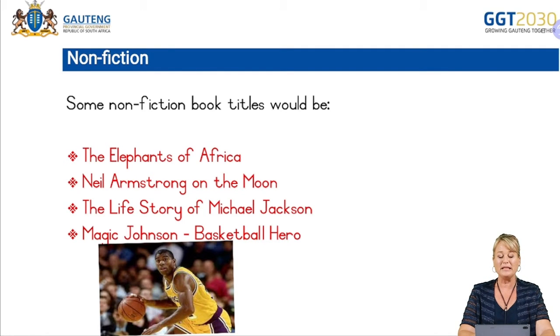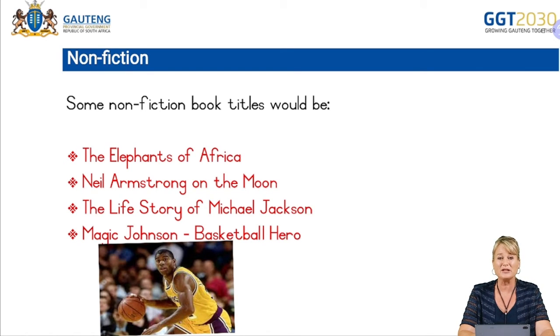Another one could be Neil Armstrong on the moon. He was the man that went to the moon, so that is all factual. Those are things that we can look up. When did it happen? How did it happen? Where did they go? What did they use? All facts. We could look at the life story of Michael Jackson, the famous pop singer.